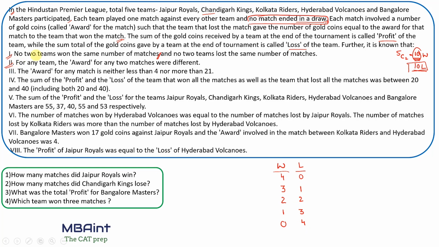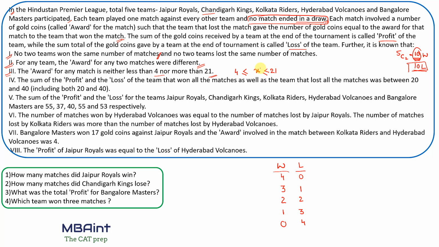The second point says that for any team, the awards for any 2 matches are different, so the award would be different for each of the matches. Now the third point says that the award for any match is neither less than 4 nor more than 21. So the award is between 4 and 21. So we'll have to put an equal to sign.